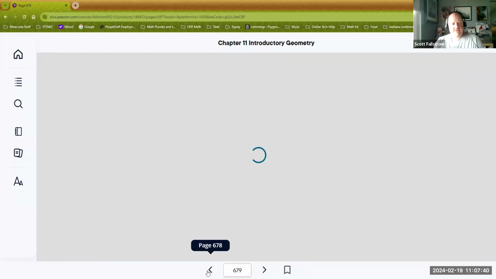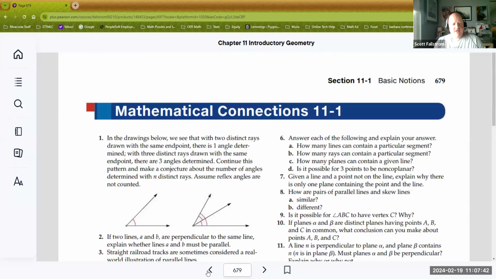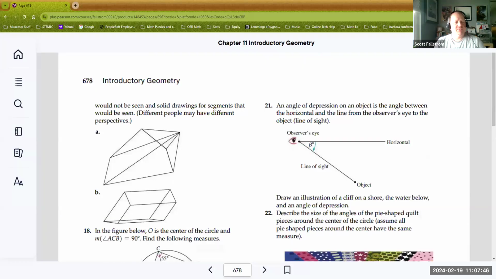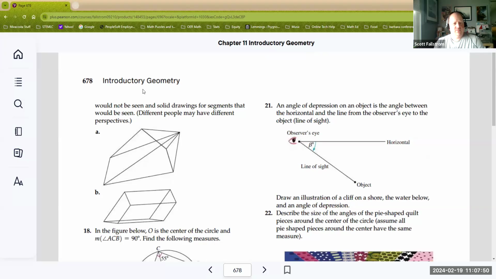Hello, students. I got a couple more questions that came up about the homework, so I'm going to go ahead and post those here. Let's see what we ended up with.